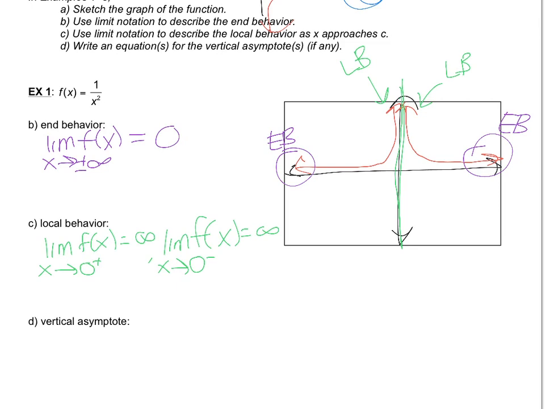And then this last part, the vertical asymptote here, you need to brush up a little bit on writing equations of vertical lines. This vertical asymptote takes place at x equals 0. Any vertical asymptote is an equation that looks like x equals some value. So our vertical asymptote is x equals 0, which happens to be the same value as our local behavior area of interest, where x equals 0.